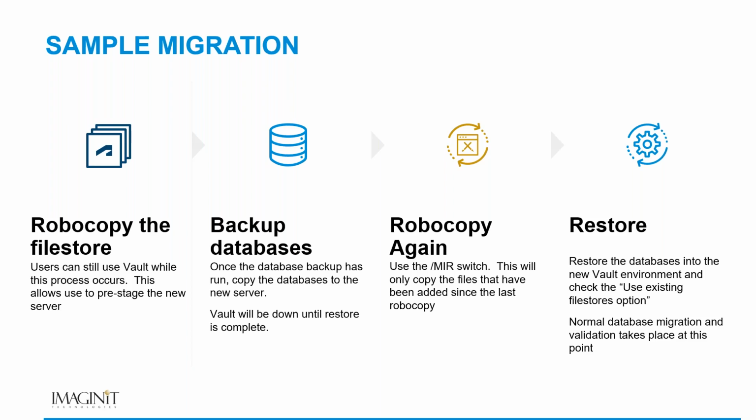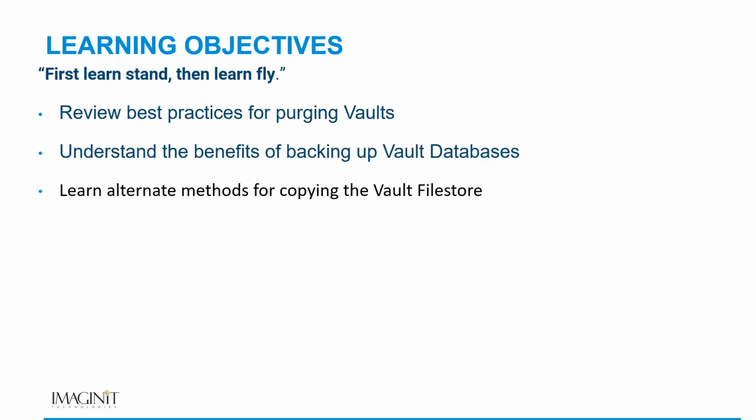So what we wanted to talk about was the best practices of purging the vaults, and the difference between backing up just the databases. Those databases are always so much smaller than the file store, sometimes 10% of the file store, maybe less. So it makes it a lot easier to back up just the databases. And then different ways of copying the file store. Robocopy is probably one of the most common tools that we use for that, and being able to move the file store between servers.